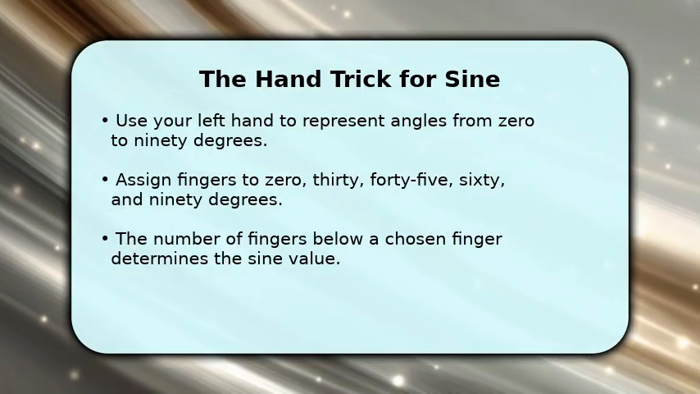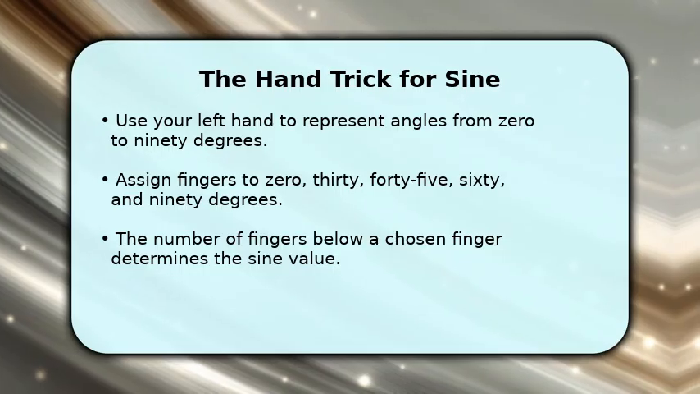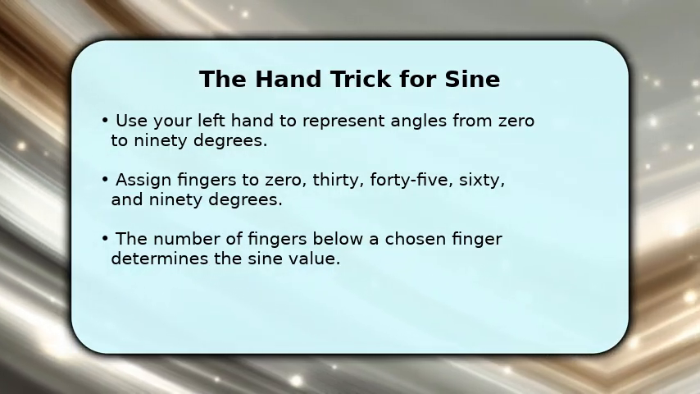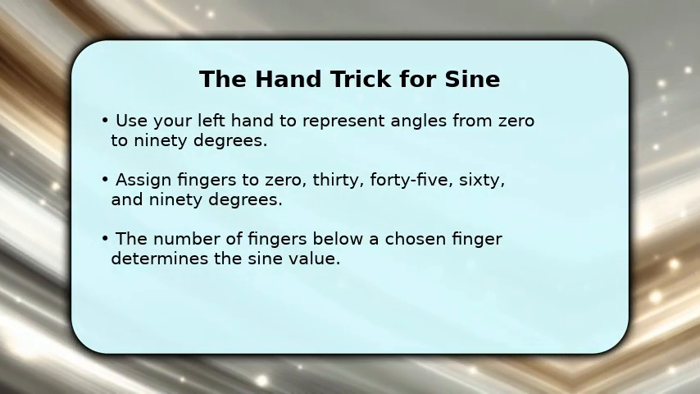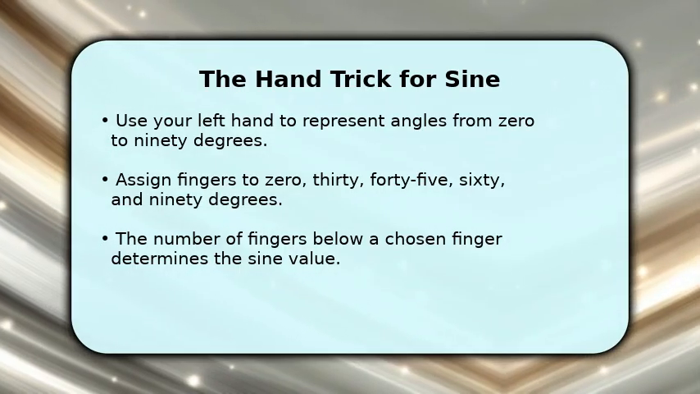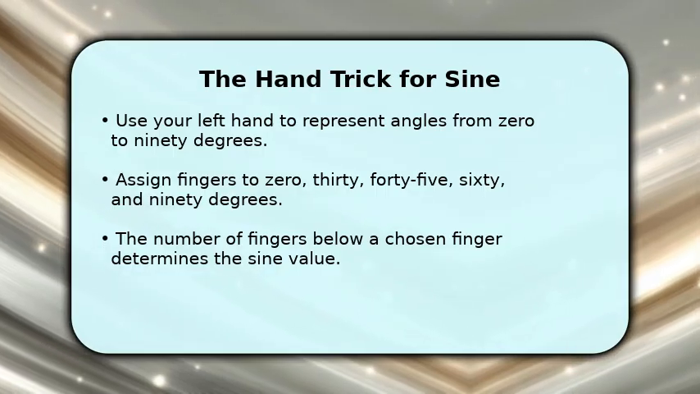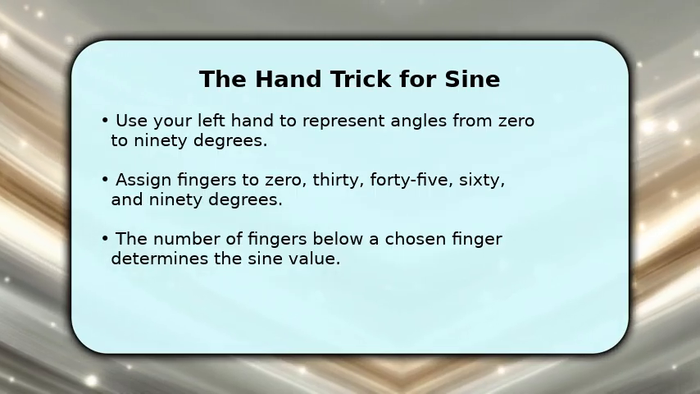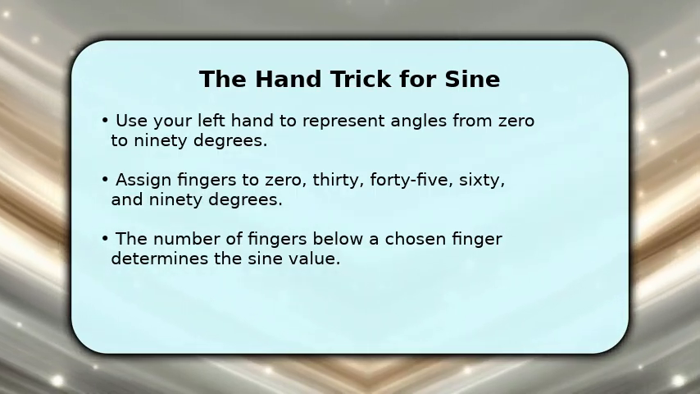Hold your left hand up, palm facing you. Assign your thumb to 0 degrees, index finger to 30, middle to 45, ring to 60, and pinky to 90 degrees. To find the sine of an angle, count the number of fingers below the assigned finger, take its square root, and divide by 2. For example, for 30 degrees, there is 1 finger below, so sine of 30 is 1/2.